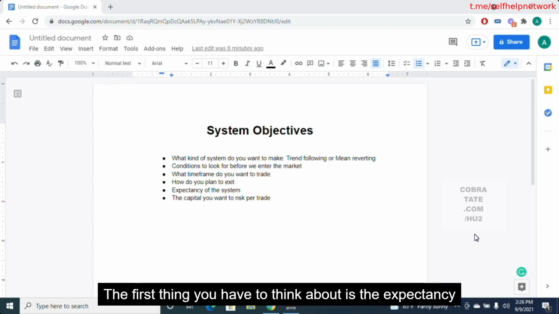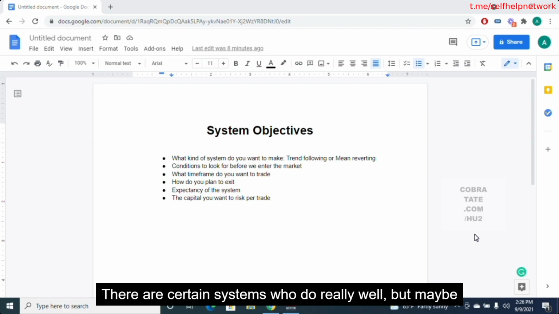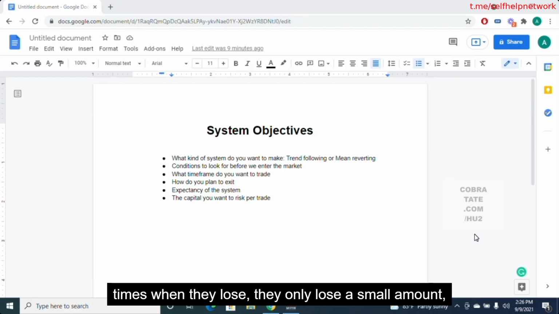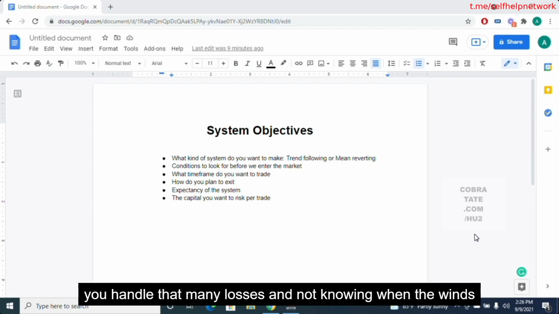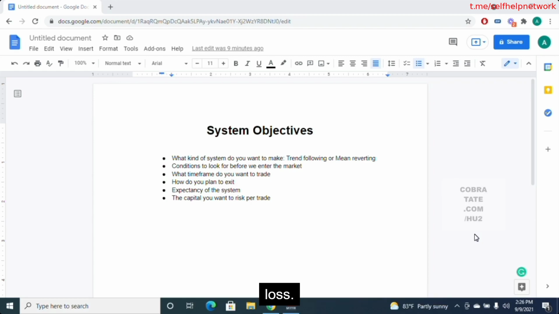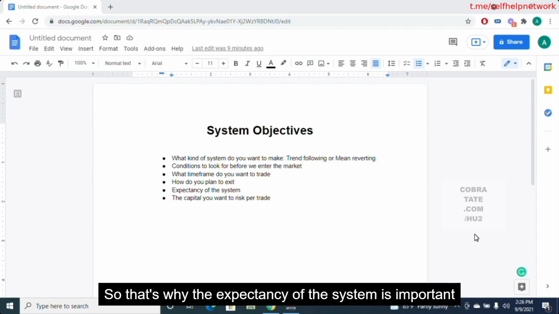The fifth thing you have to think about is the expectancy of the system. There are some systems that do really well, but maybe they're only right 3 out of 10 times. Those 3 times they make a lot of money, and the 7 times they lose, they only lose a small amount. Right? That system can work, but you have to think, can you handle that many losses and not knowing when the wins will come? It might happen that your first eight trades are a loss. The wins are about to come, but they haven't yet. Can you handle that?